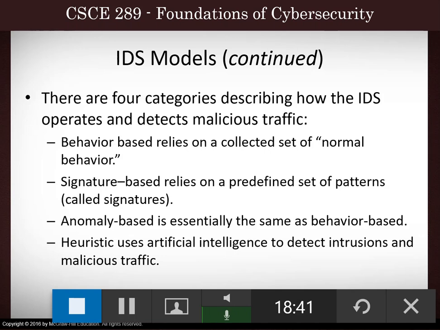The anomaly is essentially the same as behavior-based. It's taught what normal traffic looks like and then looks for deviations from those. And the heuristics uses AI to detect intrusions and malicious traffic. It's typically implemented through some sort of algorithms that, even though they're based on heuristics, tend to give you the same traffic pattern. So if you're trying to figure out if a traffic pattern is malicious or not, if it creates 10 or more repeating characters, that may be considered bad, whatever the heuristics are.